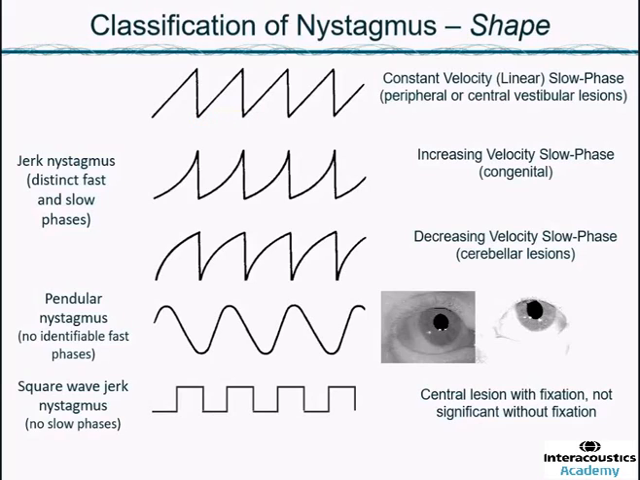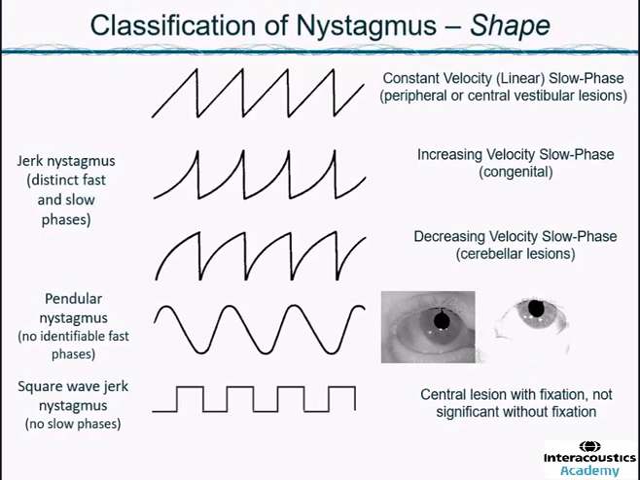There are types of nystagmus where that is not true. For example, pendular nystagmus, which you can see a video of. I'm going to click on this. So as you can see in the eye movements, there is no slow or fast phase. The eyes are moving with equal speed right and left. This is called a pendular nystagmus, and again, it's usually seen in patients with congenital nystagmus.